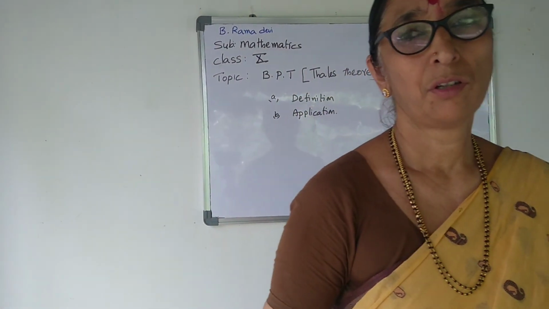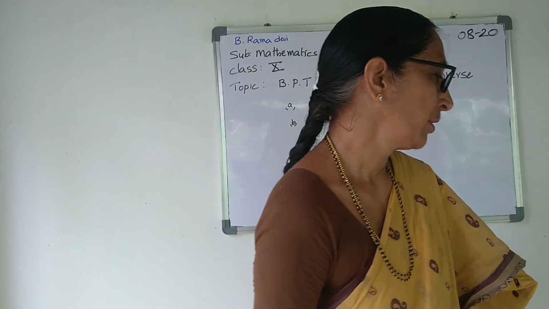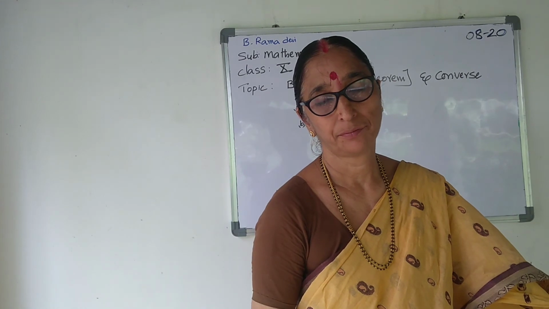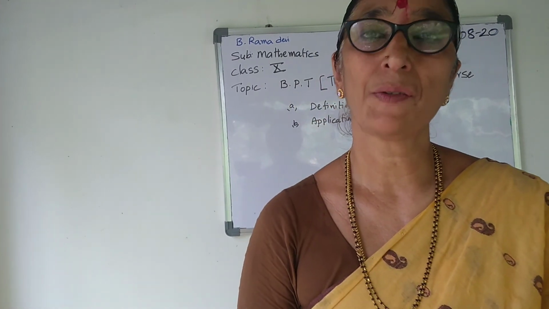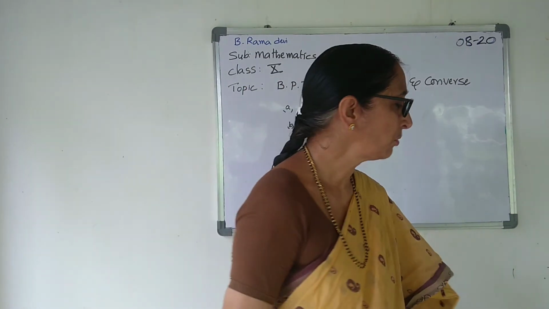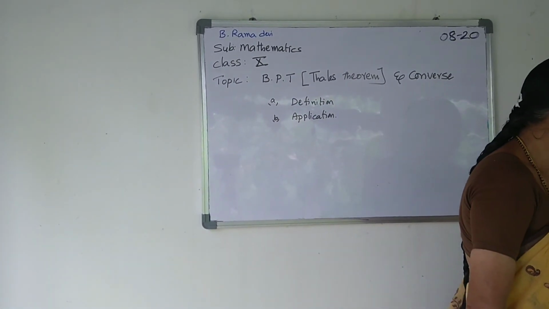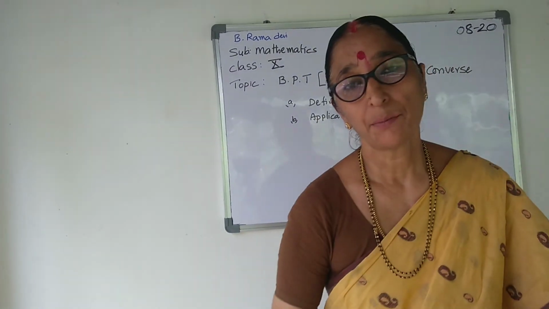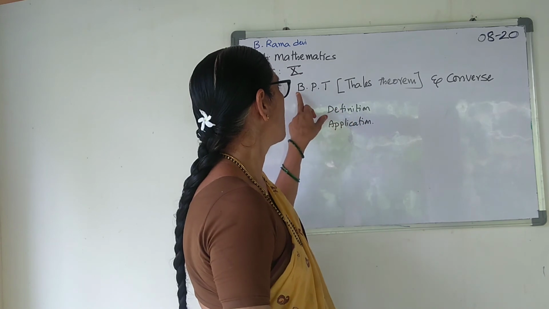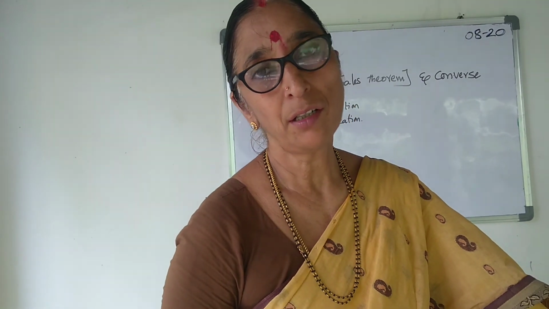Good morning, children. Today we are going to discuss the basic proportionality theorem, which is in our 8th chapter, similar triangles. We will discuss the similarity in the third theorem. Now we are going to define what is basic proportionality theorem and its converse. First, basic proportionality theorem, which is BPT. BPT means basic proportionality theorem.